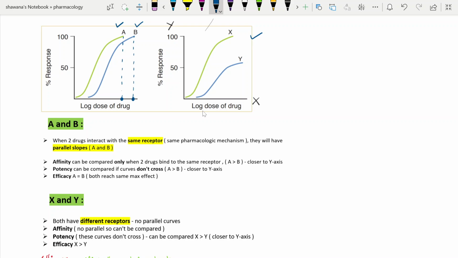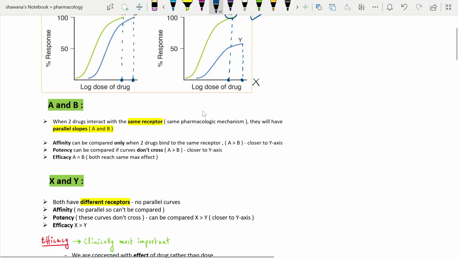What about potency? Yes, we can compare the potency because these two curves are not intersecting, right? And which drug is more potent? Of course, it's X, because X is closer to the y-axis, and X reaches the maximum response at a small dose as compared to Y, which reaches the response at a higher dose. So X is more potent than Y. And efficacy: which drug has the maximal effect? It's X, and X has higher efficacy as compared to Y.